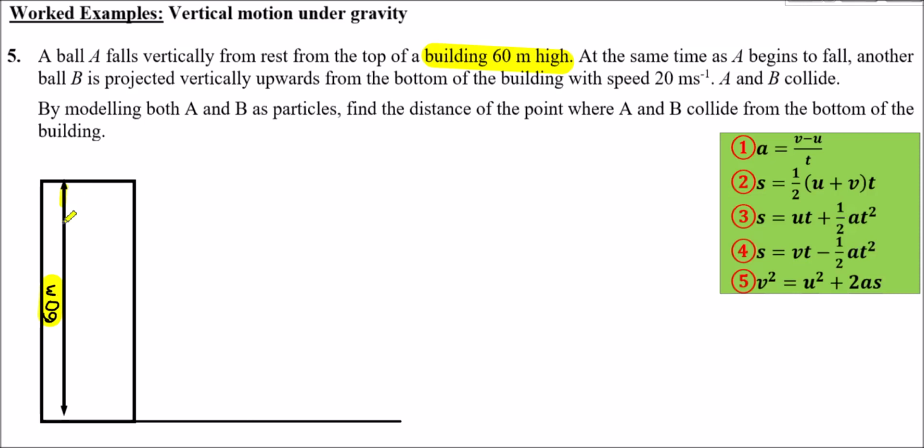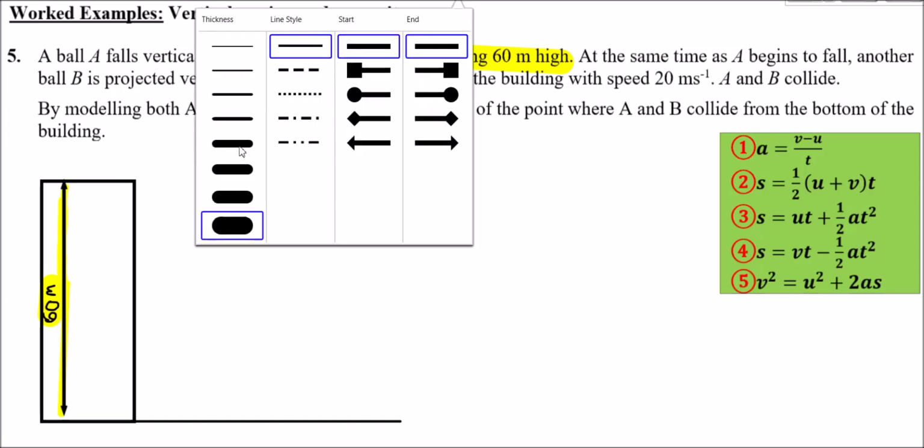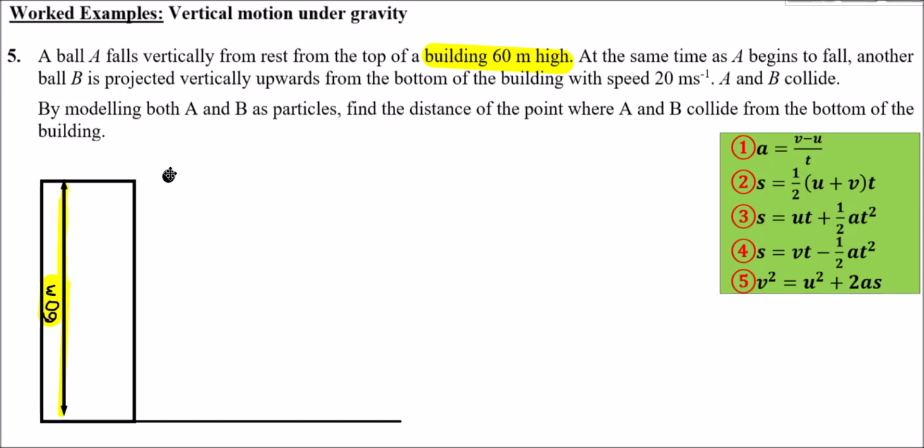So that's one thing. And we've got 2 different particles here. We've got A, which is falling from a building which is 60 meters high. So I'm going to model first of all A. A starts from here and is falling down. But the initial speed of A is that it's at rest. Okay, so because A is at rest, its initial speed is 0 meters per second.